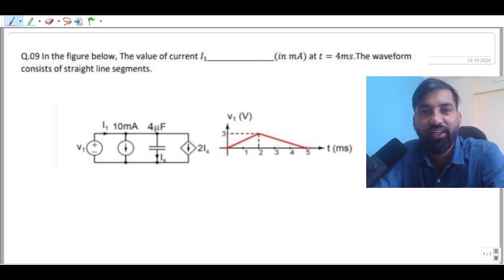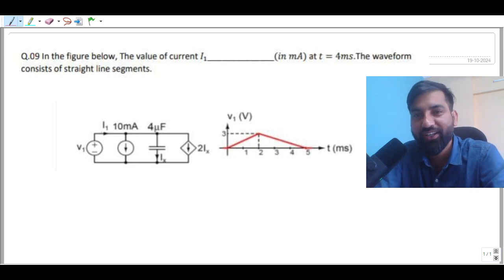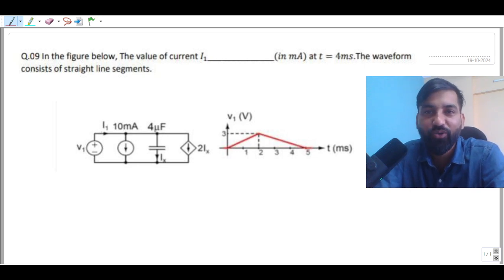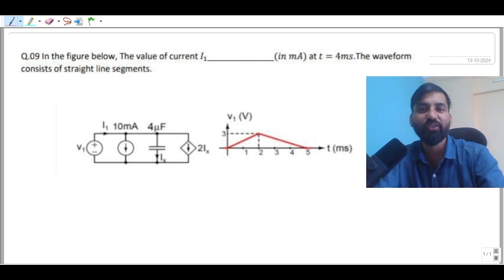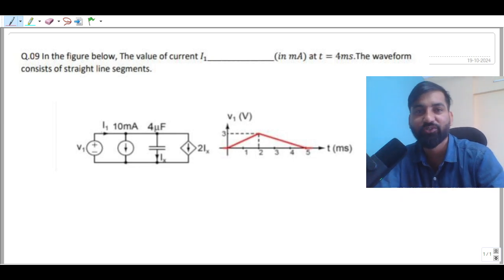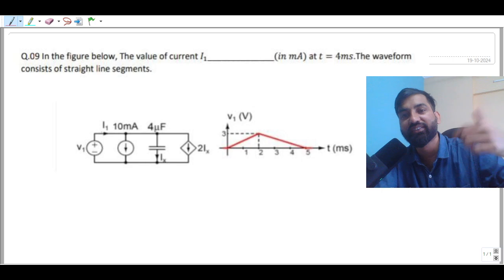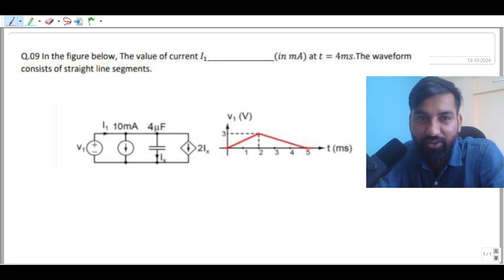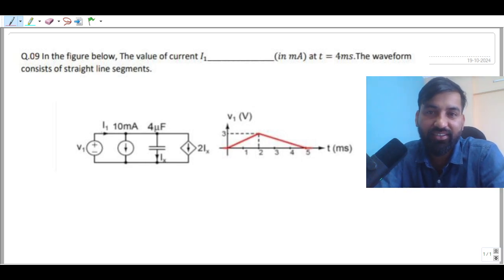The value of the current I1 we have to find in milliampere. That is very important to keep in mind. At t equal to 4 millisecond, the waveform consists of straight line segments. So this network is given, and there is a voltage V1 that is exciting the entire network. There is only one source, a voltage source, that is going to excite this entire network.